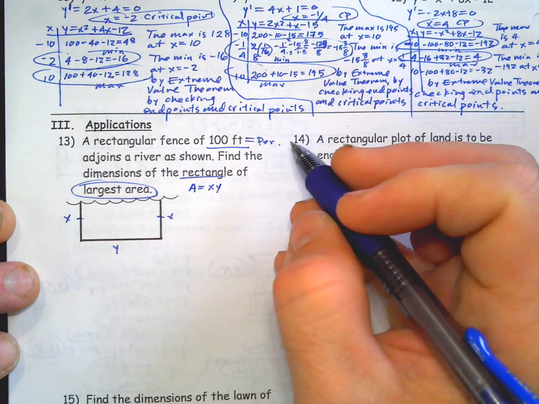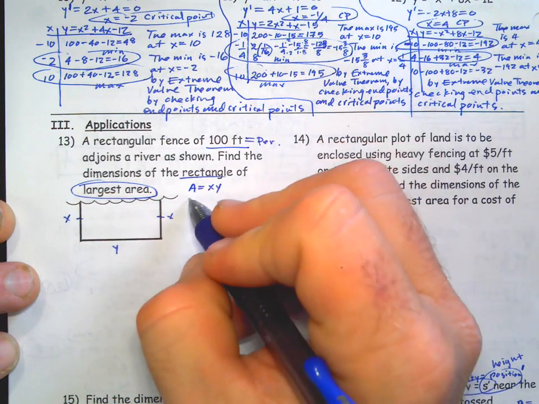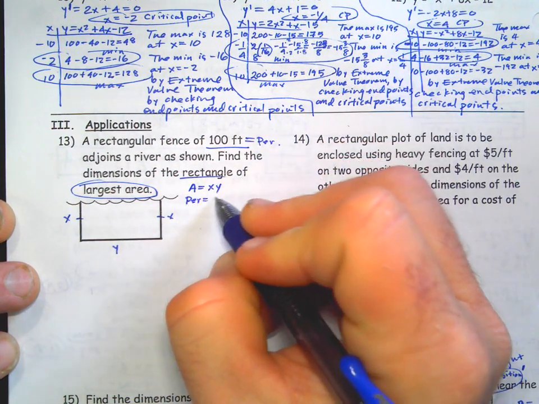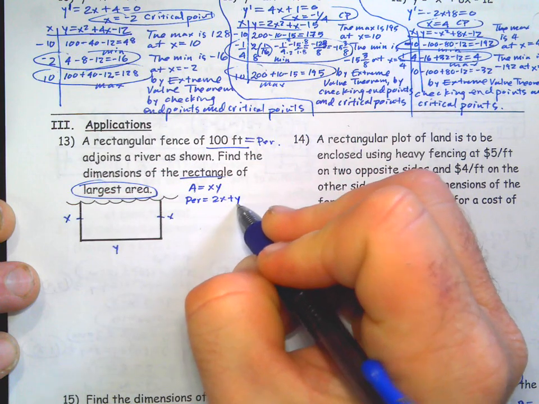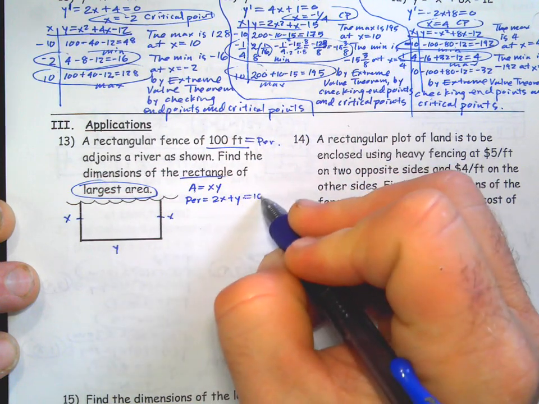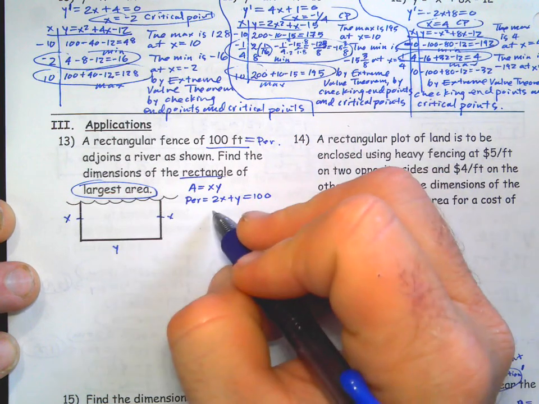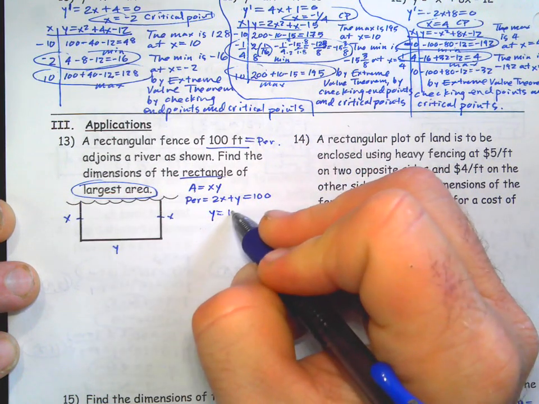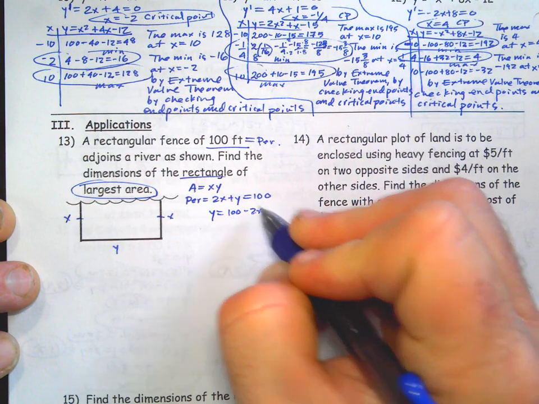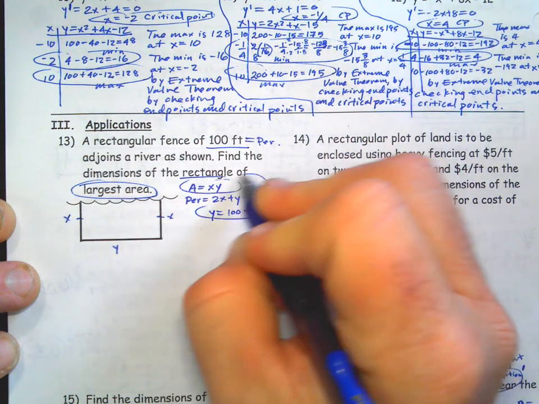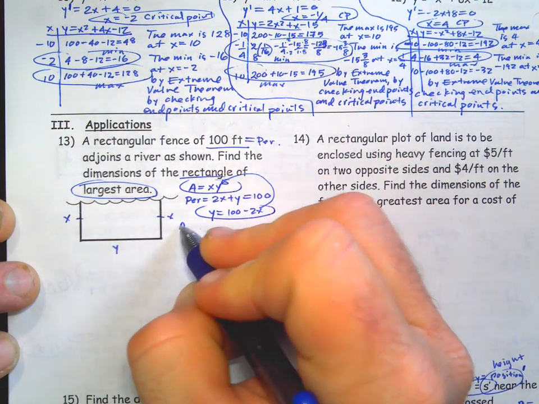Step number 2, get it in terms of one variable. So that's where the perimeter comes in. There's 2 x's and 1 y for fencing, which adds up to 100. So then we could solve for y in terms of x or x in terms of y. I'm going to go y equals 100 minus 2x and plug that into the other equation to get it in terms of one variable.